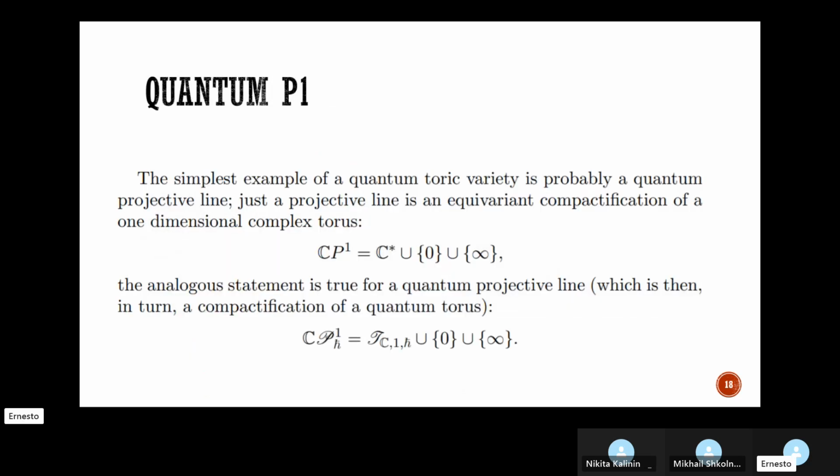Anyway, we already had seen quantum P1. Quantum P1, we get this quantum torus, and poetically, or something like that, we compactify, we add 2 points, and then we, I don't know what to draw. We add 2 points, we compactify, and that's the way we get this.